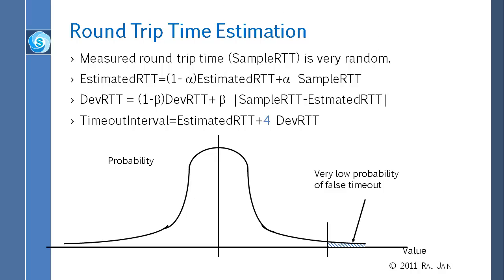Is that clear as to what we are doing here? We are taking the difference, taking the absolute value, so it doesn't matter whether the sample is less than the estimate or more. We take the positive value and then multiply by beta. Then the timeout interval is estimate plus 4 times the deviation. That is fixed. The number 4 is fixed by Van Jacobson, the guy who wrote this code.